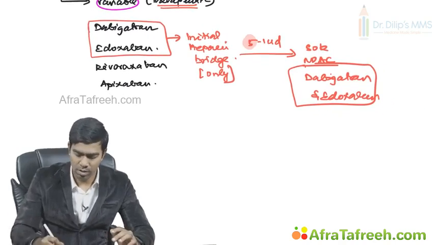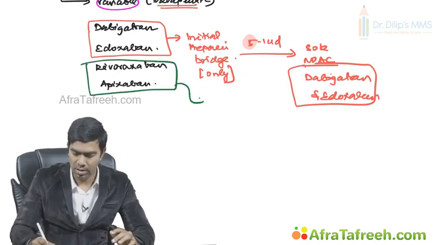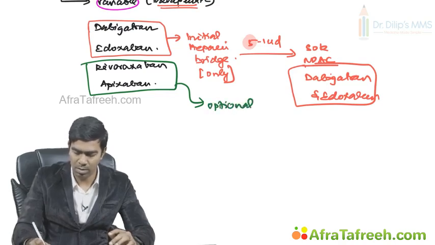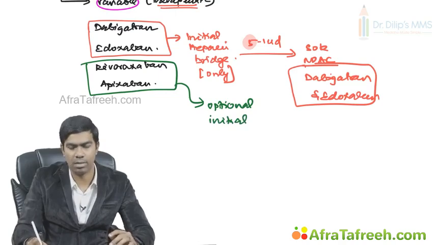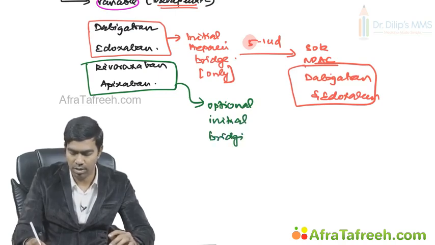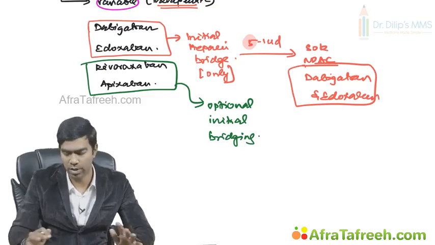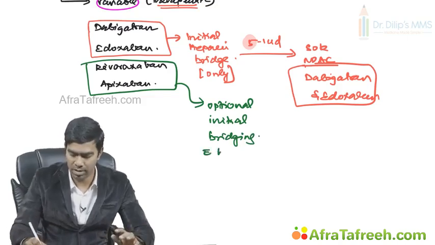But if you are using rivaroxaban and apixaban, initial heparin is only optional. Optional initial bridging, which means you don't need initial bridging. If you don't want to do any initial bridging, there is no need of initial bridging with heparin.